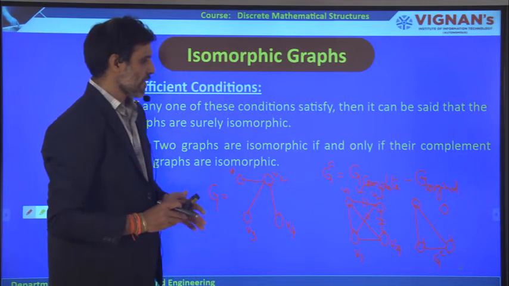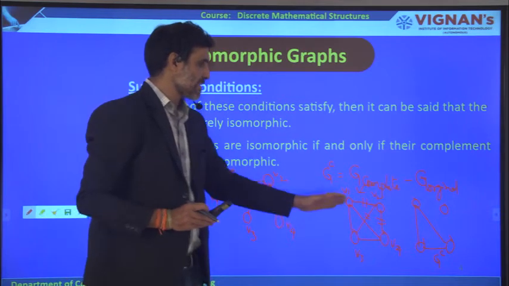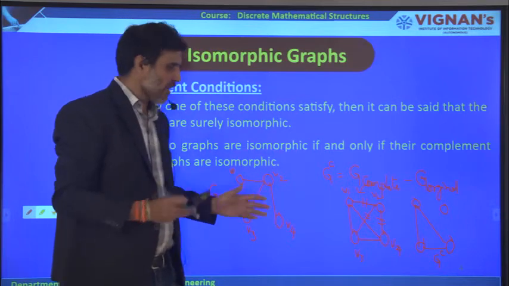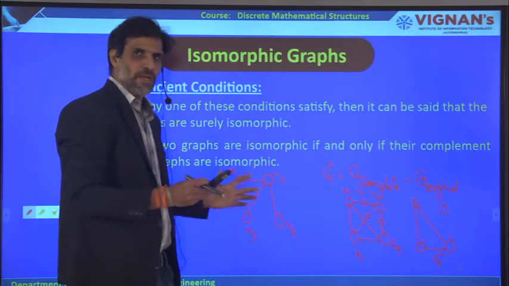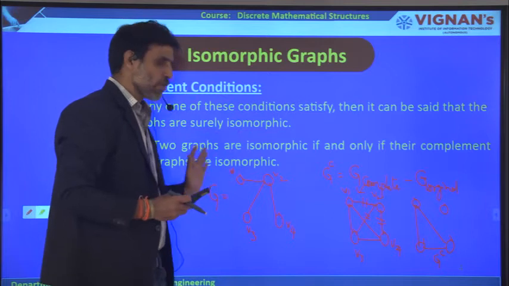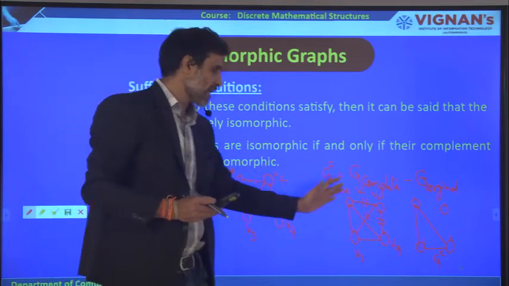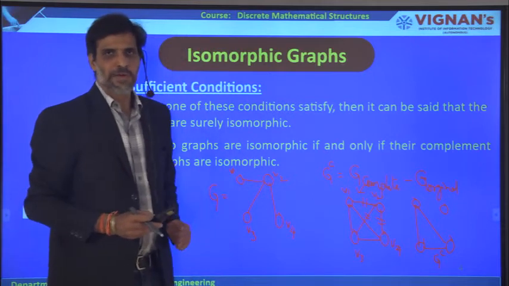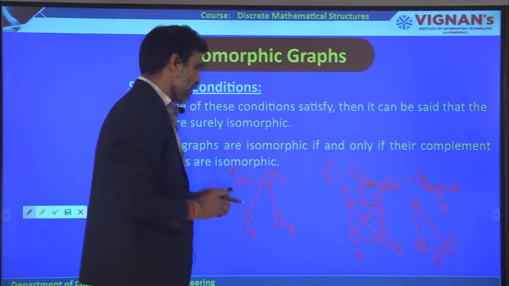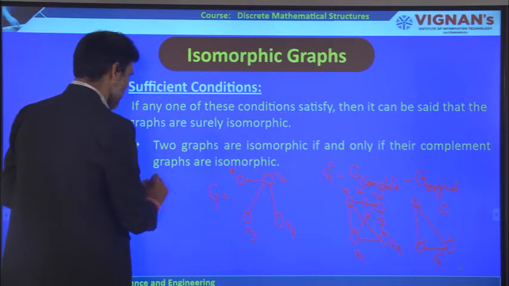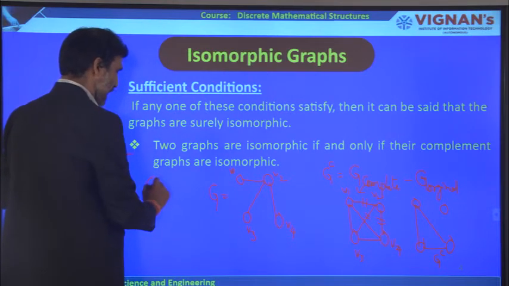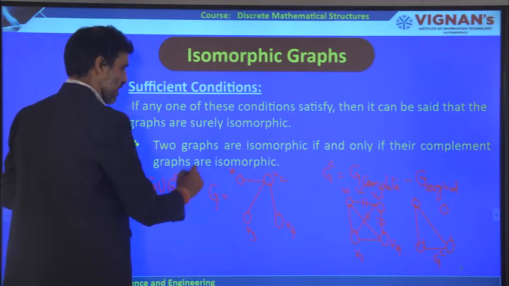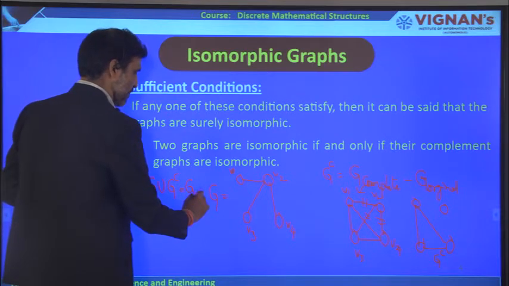So the complement of a graph can be obtained by subtraction. What you need to do is take the complete graph of the given graph. From there you subtract the edges of the original graph and take the remaining edges connecting the vertices like this. Then you will get the complement of the graph. One more important thing: if you take the original graph G and the union of G complement, it will give you the complete graph.